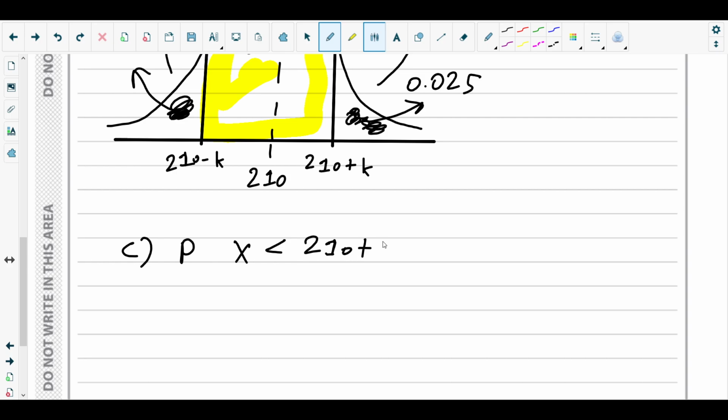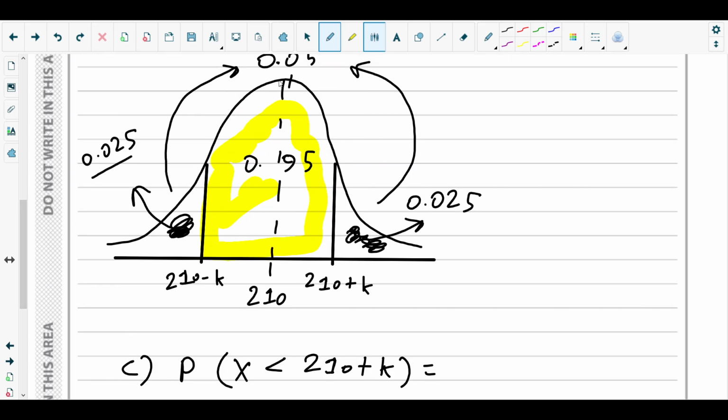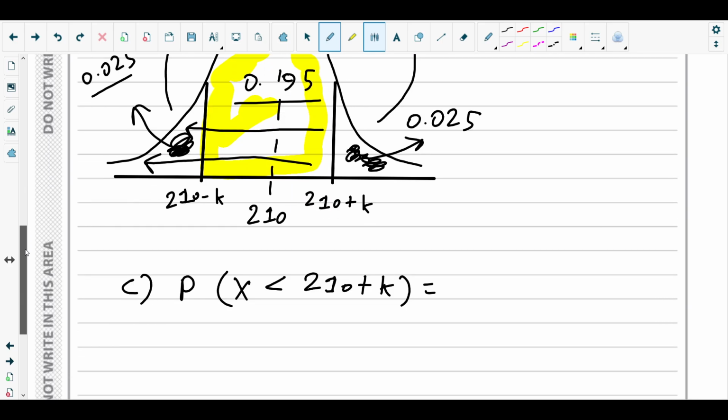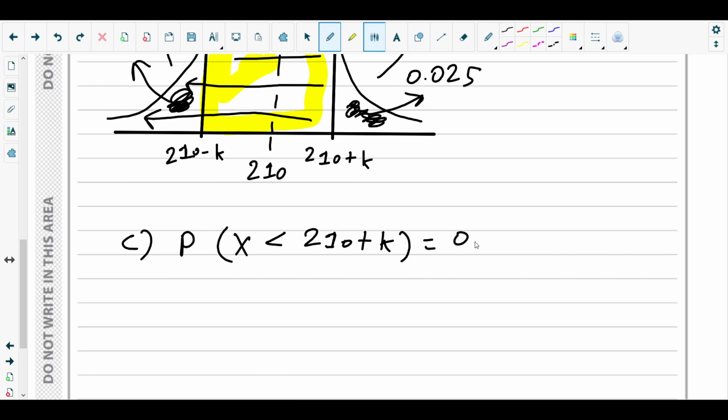Okay, so for part C, we can write the probability of x less than 210 plus k equals how much? 0.025 plus 0.95 gives you what? We need the total area under this one, for less than 210 plus k, right? So this is 0.975.